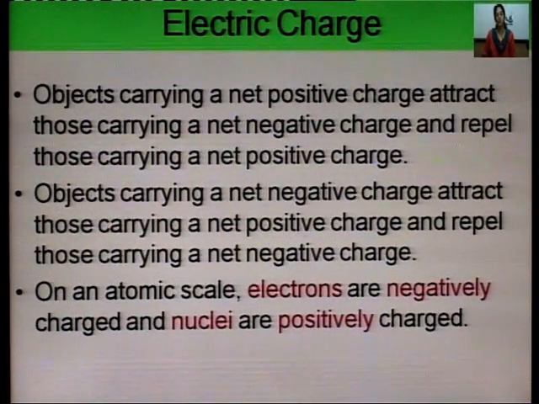Objects carrying a net positive charge attract those carrying a net negative charge. So positive charge will attract negative charge, and repel those carrying positive charge. So positive charge will repel positive charge, negative charge will repel negative charge. A positive charge will attract a negative charge. Objects carrying a net negative charge attract those carrying a net positive charge and repel those carrying a net negative charge. So negative charge will repel negative charge and will attract positive charge.